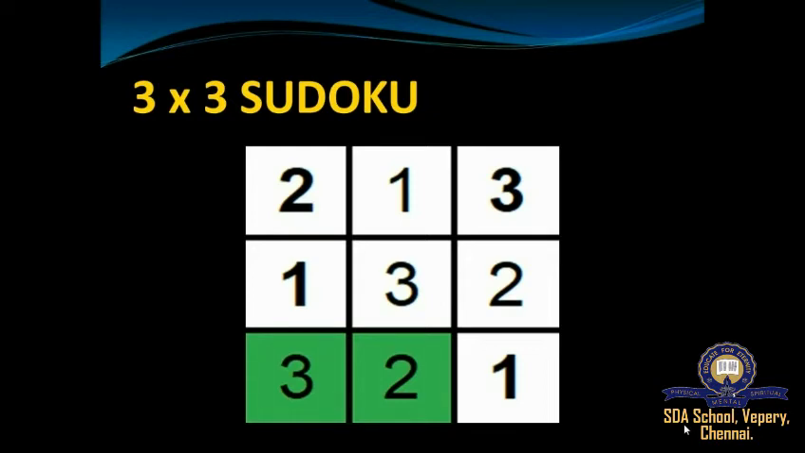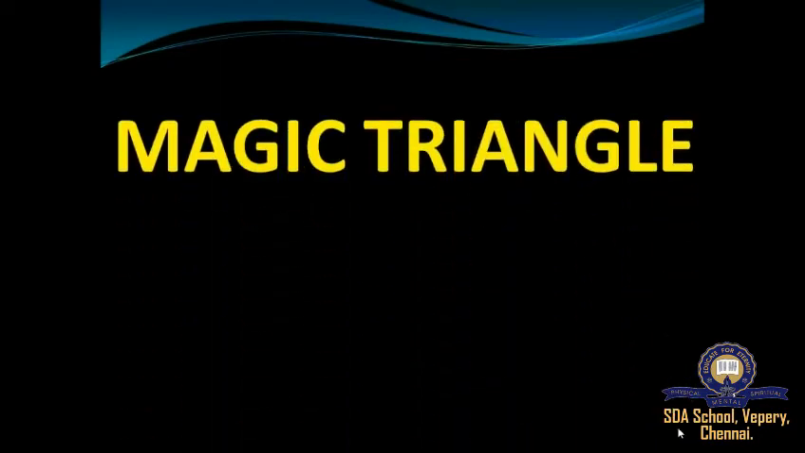Okay, so this is about Sudoku, students. So Sudoku is a number game. So the completion with some constraints is best enjoyed in Sudoku. Okay, so this is a puzzle where the numbers will be partially filled in a grid. Okay, so the horizontal lines of cells are called rows, and the vertical lines of cells are called columns. Understood, students? Now we'll move on to magic triangle.